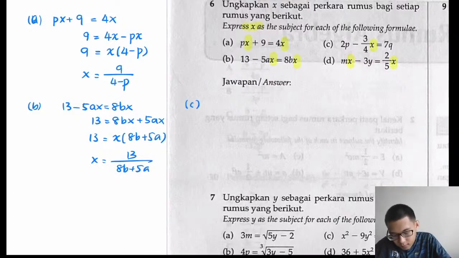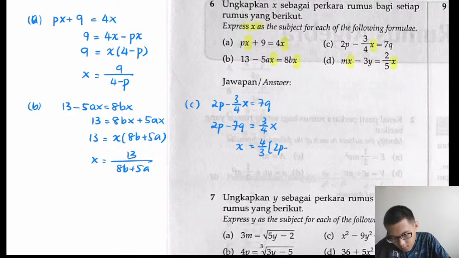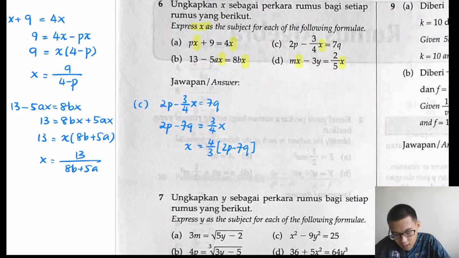Okay, c. 2p minus 3 over 4x equal to 7q. So I try to change it. Okay, here 3 over 4x equals 2p minus 7q. Okay, so now I go here. 4 over 3 times 2p minus 7q. I think the answer should be this. I don't want to open the bracket, never mind.